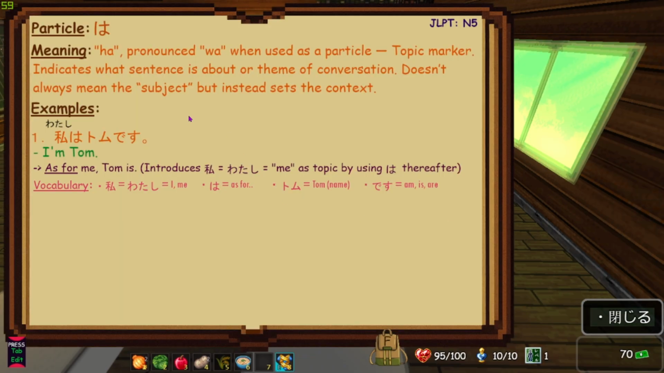So number 1, ha. Ha is pronounced wa when used as a particle. It's a topic marker, it indicates what the sentence is about or the theme of the conversation. It doesn't always mean the subject, but instead sets the context.